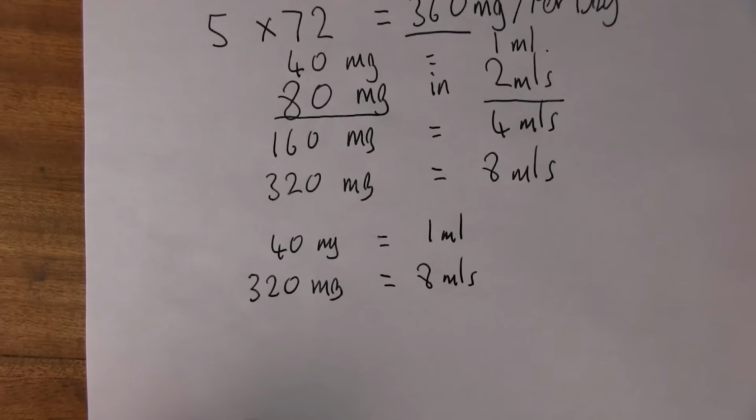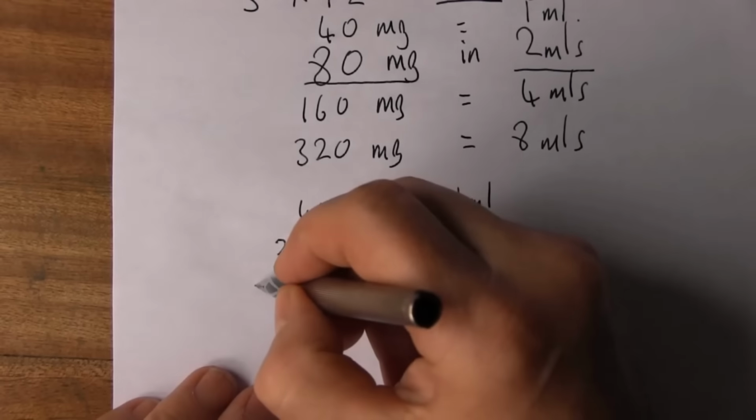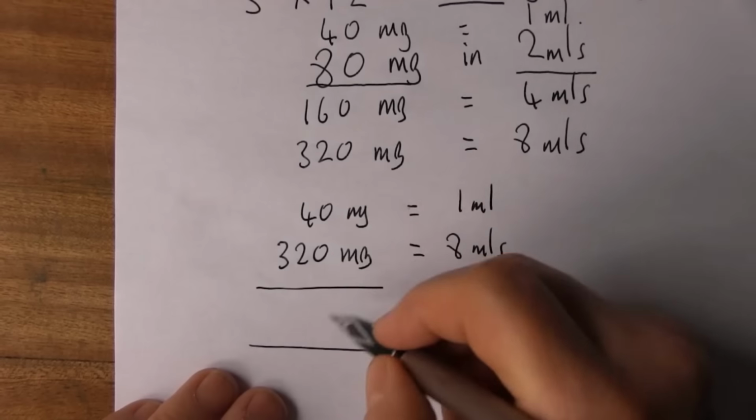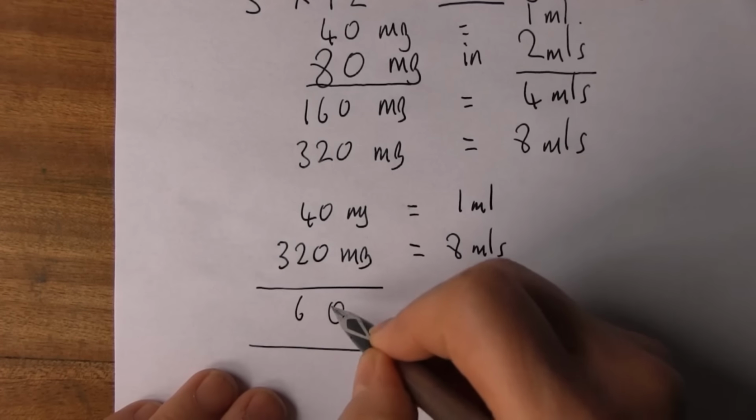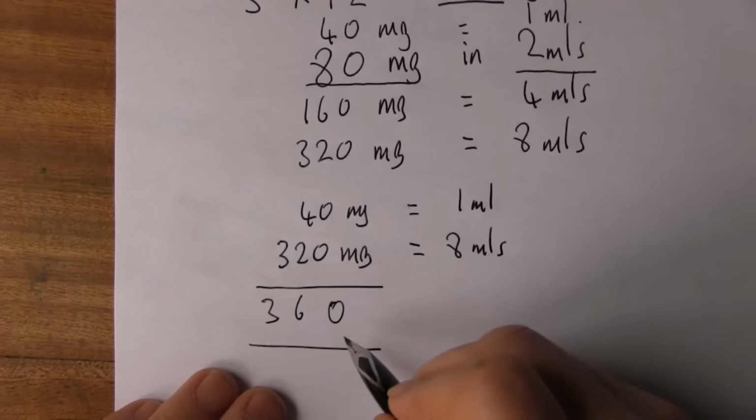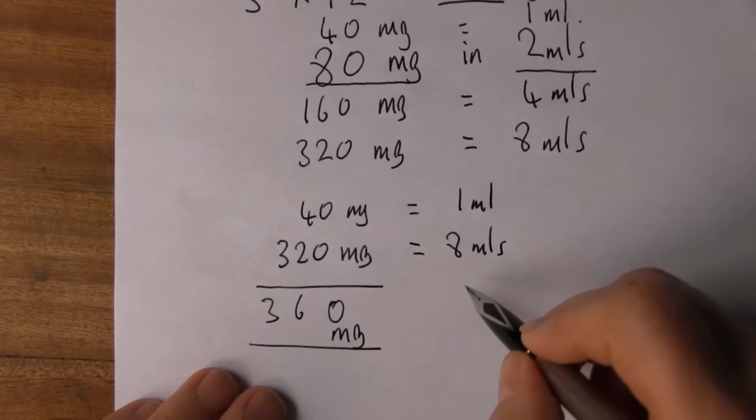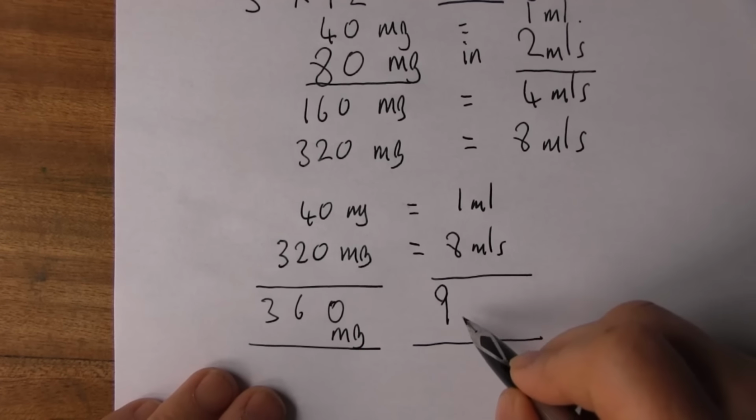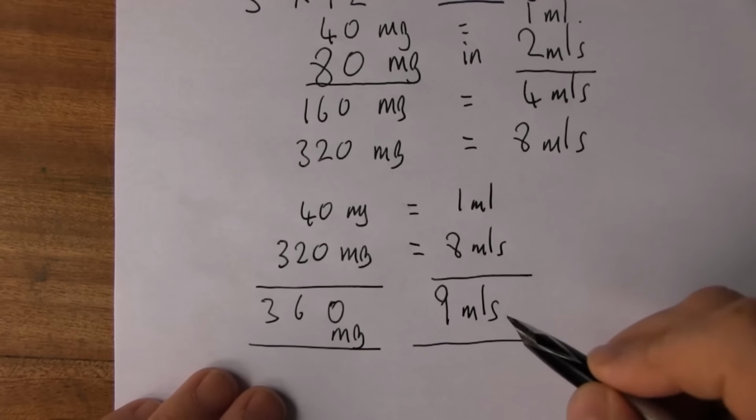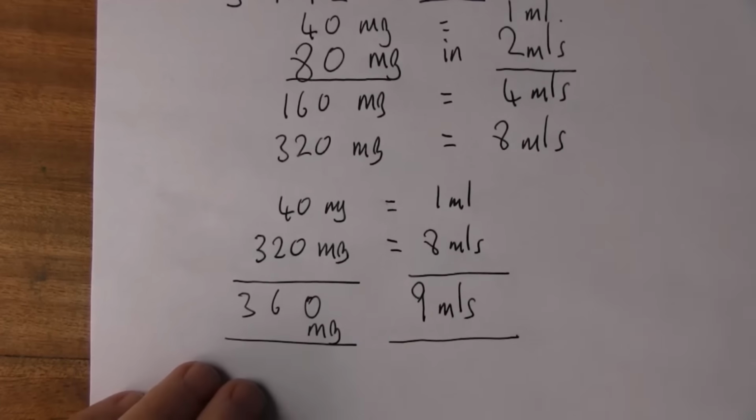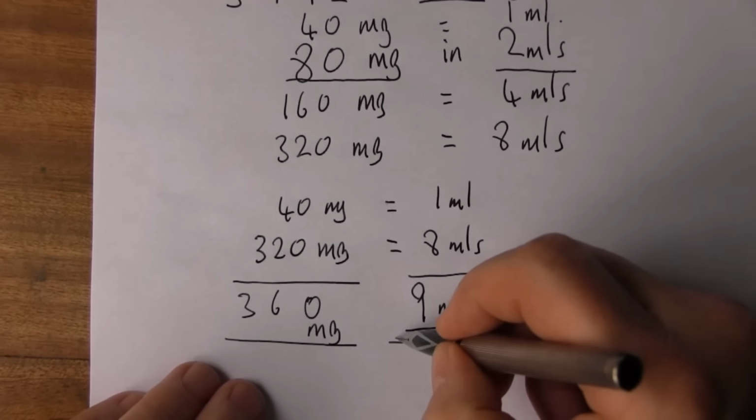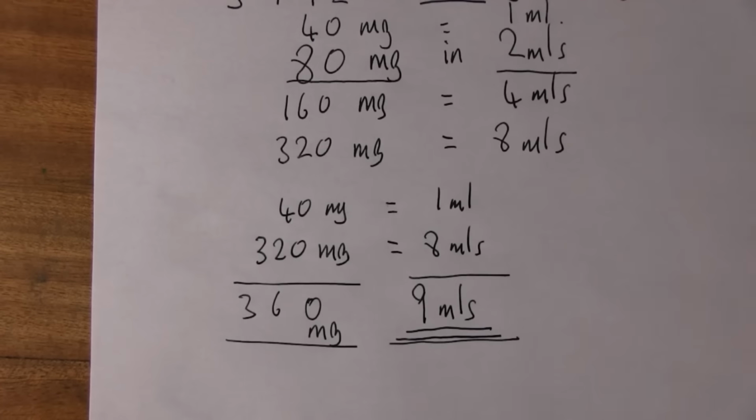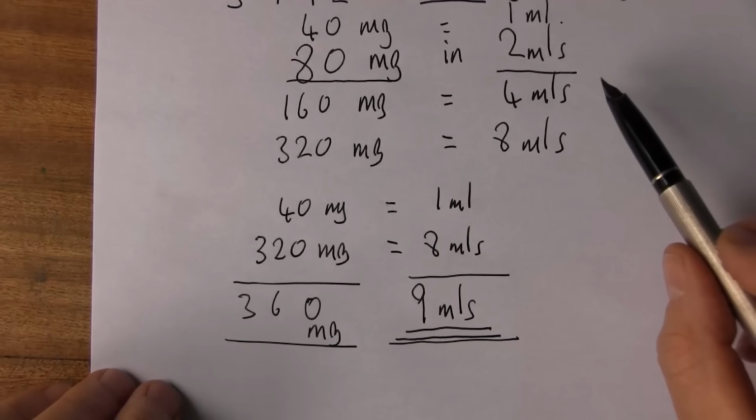And I want to give 360. So if I add these two up, I get 360. That's my 360 milligrams that I want. Now if I add these up, I can see it's in 9 mils. So I can see clearly there that I need to give 9 mils of this gentamicin if the vials are 80 milligrams in 2 mils.